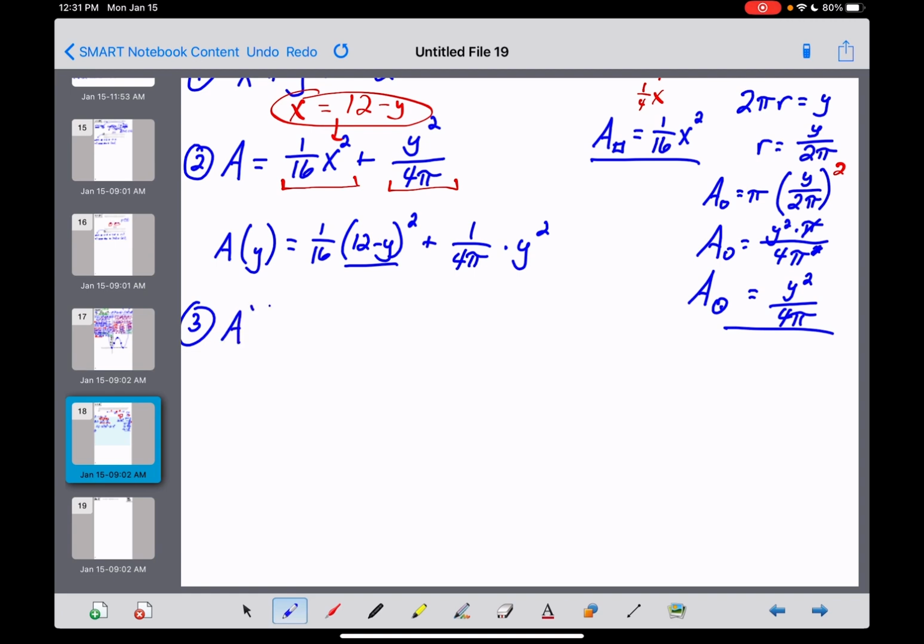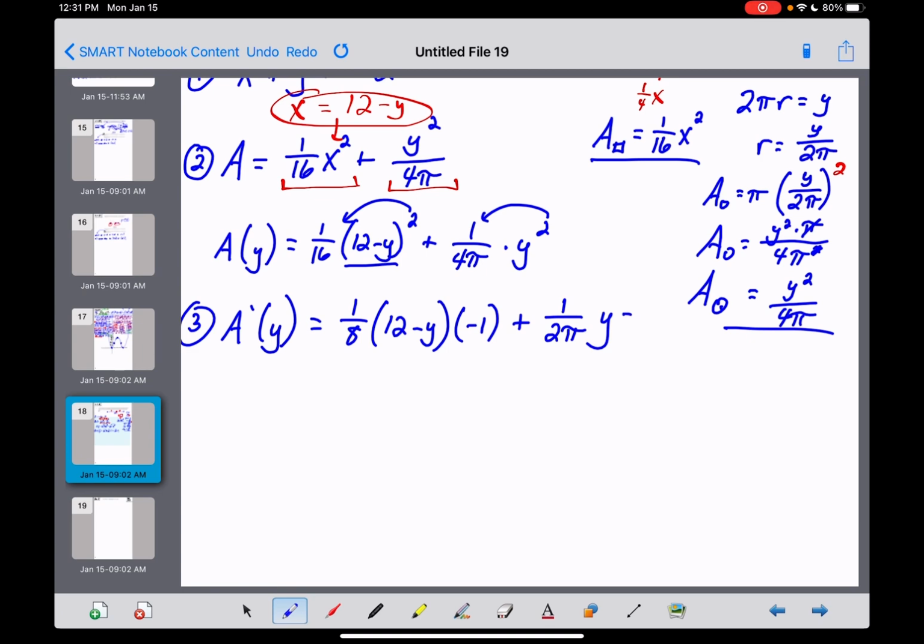So this will be A prime of y, and that's going to equal, okay, let's see, it's the power rule with the chain rule mixed in. The 2 times the 1/16 is going to make a 1/8. Leave the base the same, 12 minus y to the first power, times the derivative within, which is a -1. And then plus, power rule here, bring the 2 out in front. That would be a 2 over 4 pi, or a 1 over 2 pi, if you like that better. And then just y to the first power. That's our derivative, guys, and we want to set all of that equal to 0 and solve.